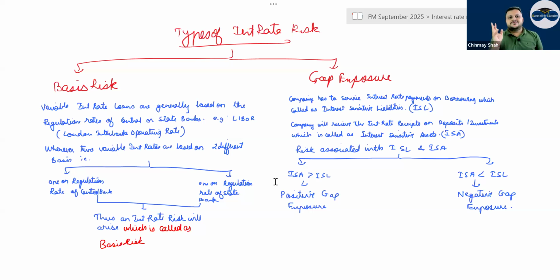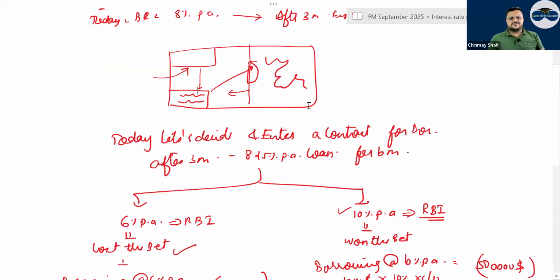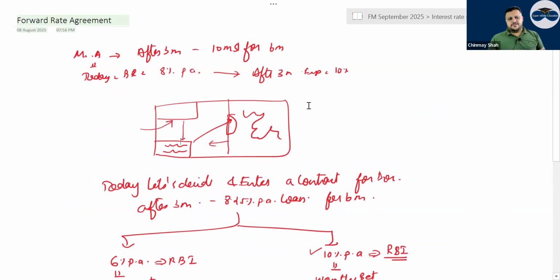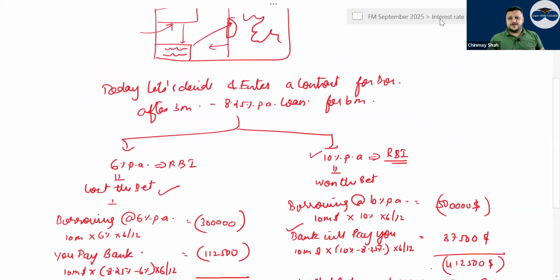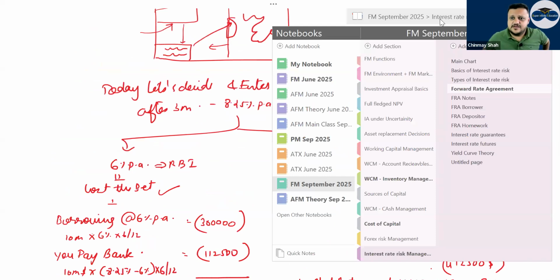This is gap exposure. Section C is not important, but for A and B, these questions are asked. You must have seen MCQs on this, correct? And then you have something called forward rate agreements, correct or not? Have a look.